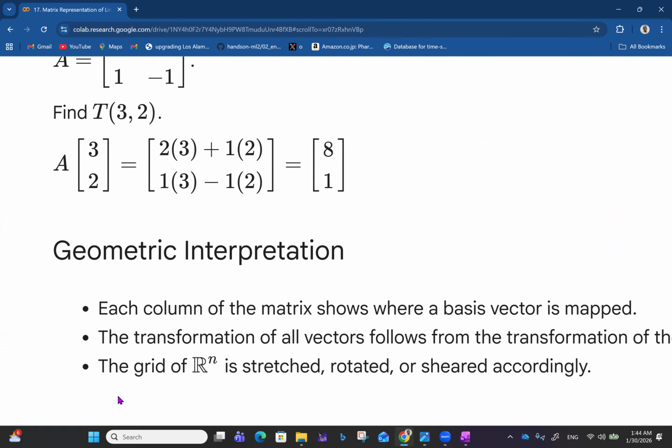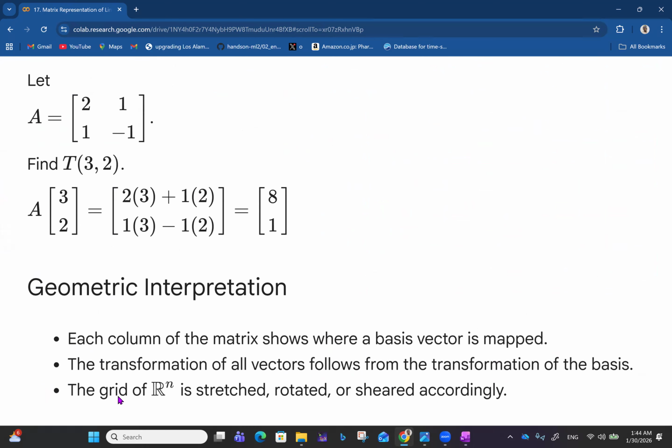Now, what is the geometric interpretation of this? Each column of the matrix shows where a basis vector is mapped. So you have 2, 1 multiplying this: 2 times 3, then 1 times 2, then 1 times 3 down here, then minus 1 times 2. So each column of the matrix shows where a basis vector is mapped. Then the transformation of all vectors follows from the transformation of the basis. Then the grid of Rn is stretched, rotated, or sheared accordingly.